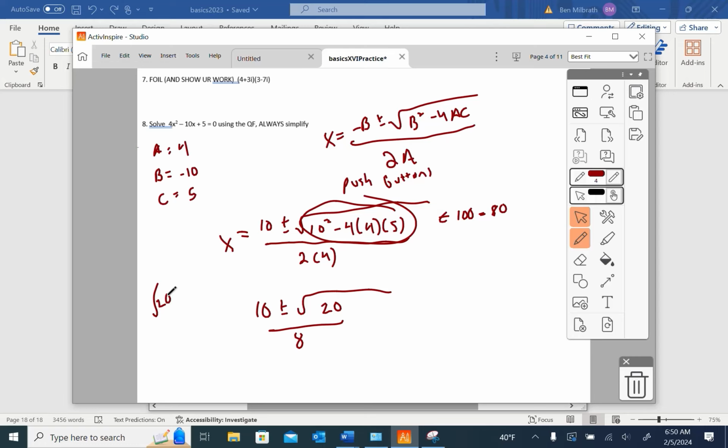Root 20 is the root of 4 times 5, which is 2 root 5. I'm going to break these things apart right now. I have 10 over 8, which I'll reduce, plus or minus. This became 2 root 5, also over 8. 10 over 8 becomes 5 quarters. They're both even. And 2 over 8 becomes a quarter because they're both even.